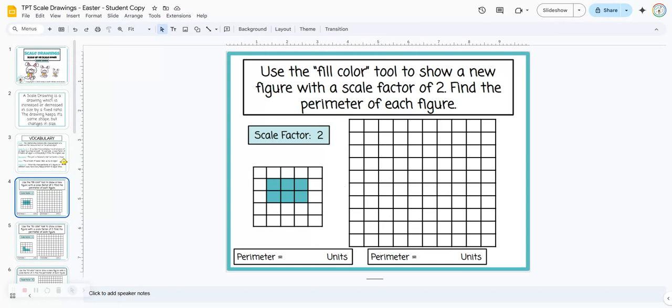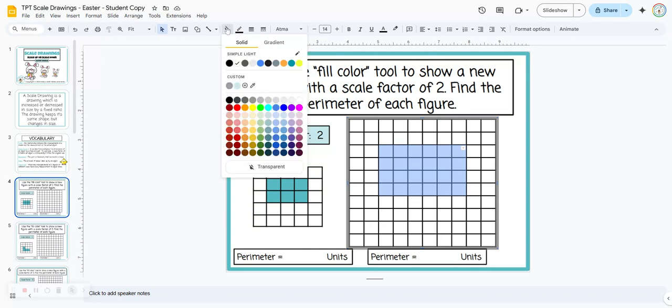Now they're going to color in these squares, so they can color in any color they like. And in order to find the size, they're just going to count the units on each side and multiply by 2. So instead of a 3 by 2 rectangle, they'll now have a 6 by 4. So to do that, they're just going to click and hold in one of the squares they want to color in, and they're going to keep holding so that they can highlight their new figure. Once they have it highlighted, they can come up here to the fill color bucket, and then they can choose any color they like.